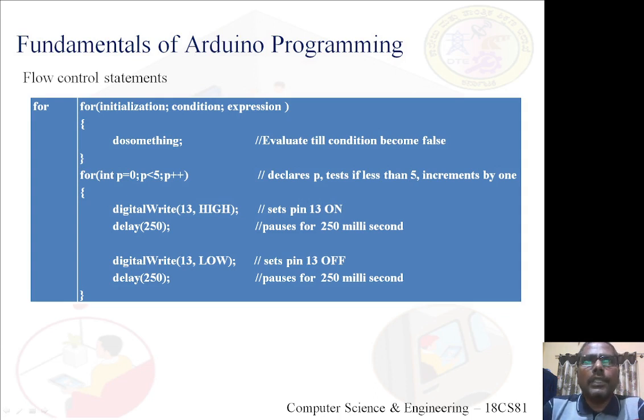For example, you can see the syntax of for: initialization, semicolon, condition, semicolon, expression. Initialization happens once. If the condition is true, then do something, that is the body of for is going to execute. Then the expression is evaluated, then it comes back to the condition. Clear? And this is just an example.